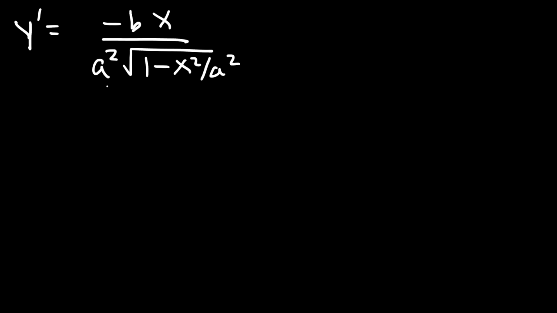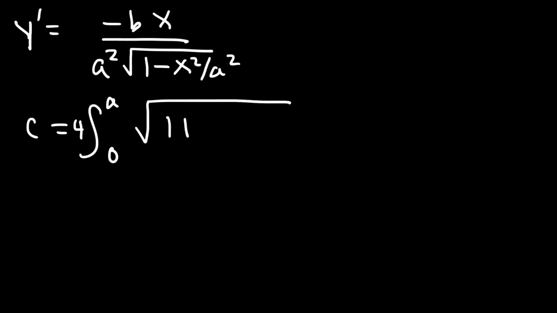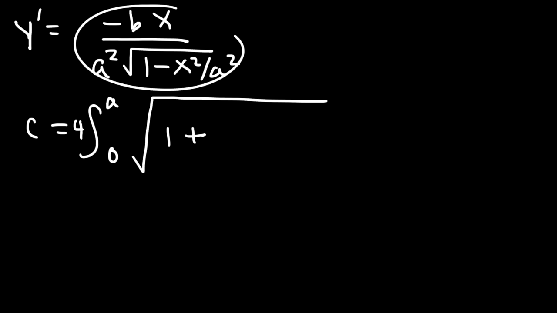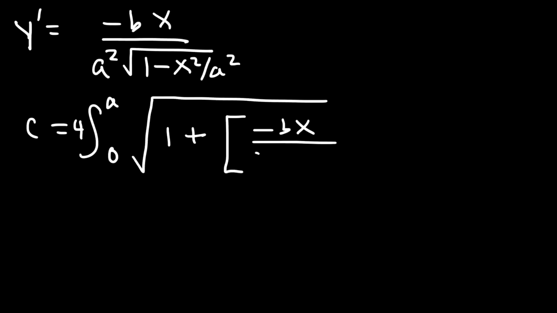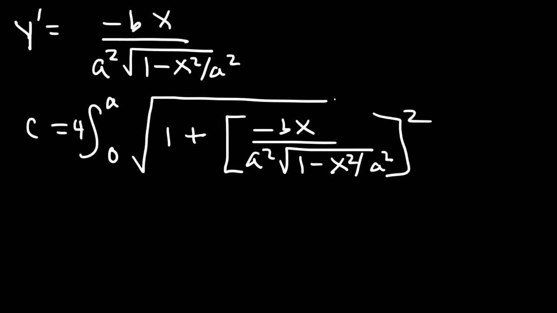So now at this point, let's plug all this into the arc length formula. So it's going to be 4 times the integral from alpha to beta, but we're going to go from 0 to a, and then it's going to be square root 1 plus, I'm going to need a bigger square root symbol, 1 plus this thing squared. So it's negative bx over a squared times the square root of 1 minus x squared over a squared, squared. And then there's a dx in front of that.